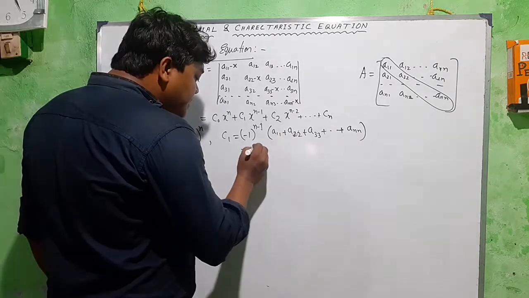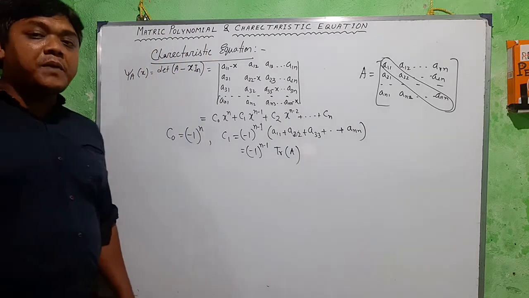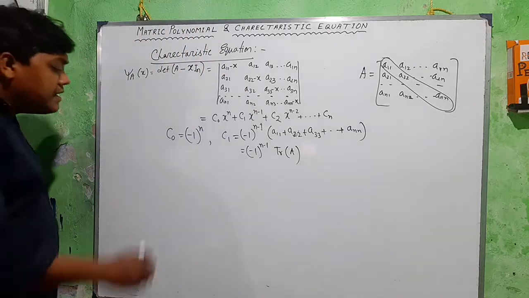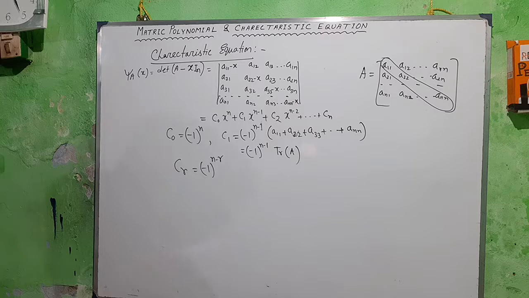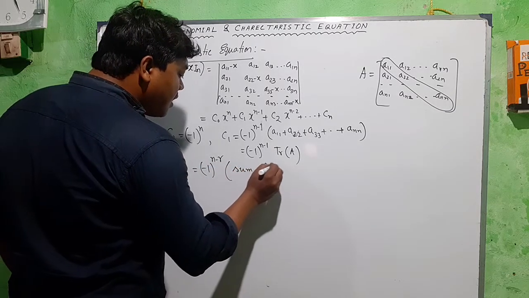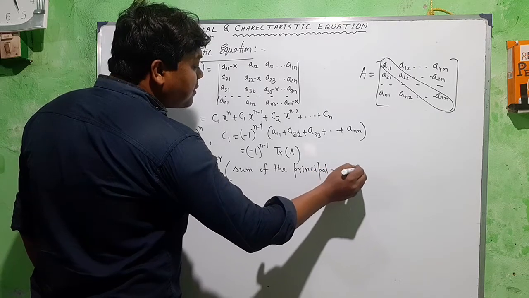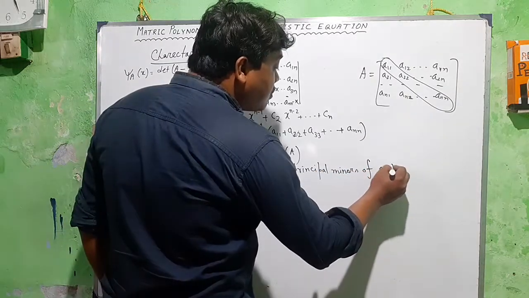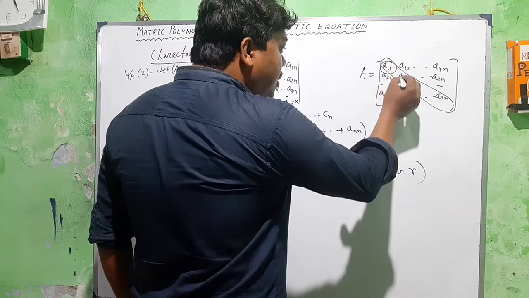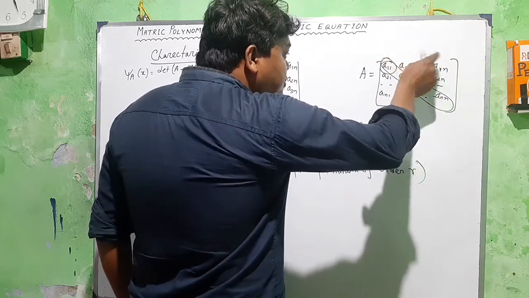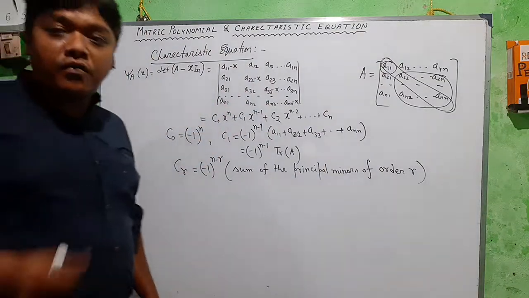So c1 equals minus 1 to the power n minus 1 times the trace of A. We already defined the trace of A: the sum of the diagonal elements. And in general, cr equals minus 1 to the power n minus r into the sum of the principal minors of order r. Minor means, if you consider the element a11, you remove the first row and first column, and the value of this n minus 1th order determinant will give the minor of a11.